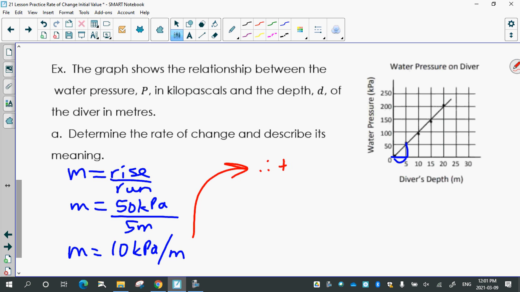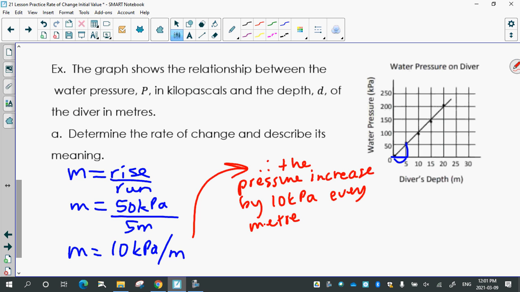So therefore, the pressure increases by 10 kilopascals every meter. So every meter you dive down, the pressure gets more. And if you think about going down in a pool, that makes sense, right? The pressure you feel on yourself increases the farther down you dive. Okay?